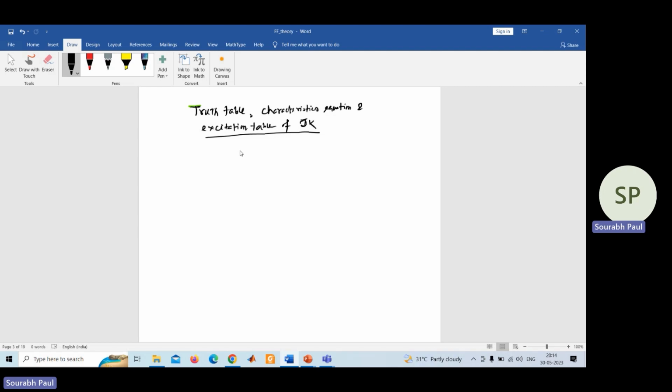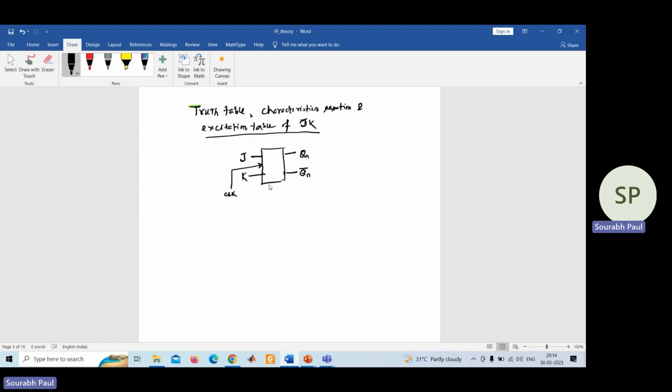So first of all, just a brief idea of JK flip-flop. You know, JK flip-flop has two inputs. One of the inputs is known as J, the other input is K, and it has two outputs. One is Q and the other one is Q bar. And as it is a flip-flop, it will have a clock input. By default, for every flip-flop, a clock input should be there.